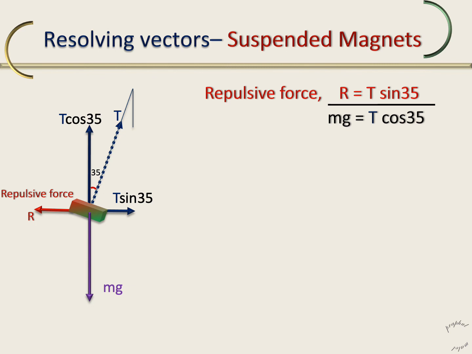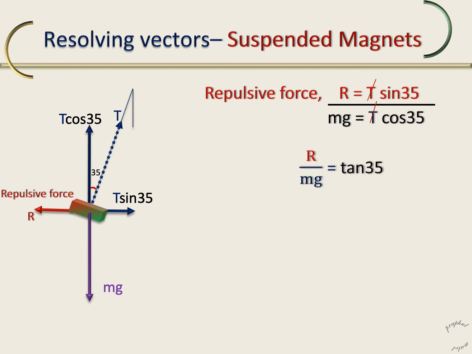So always remember to write the sine theta equation in the numerator. I'm going to divide the left hand side, r divided by mg. On the right hand side there are two tensions, so they will just get cancelled. That's the advantage of doing simultaneous equations, or dividing one equation by another equation: you can just cancel the unknown quantities.